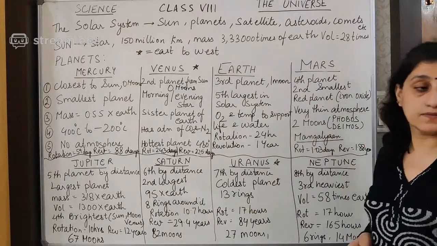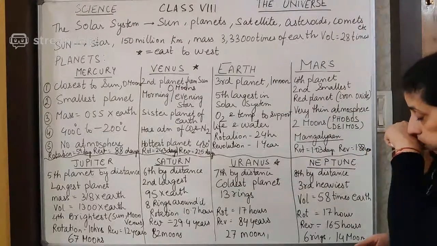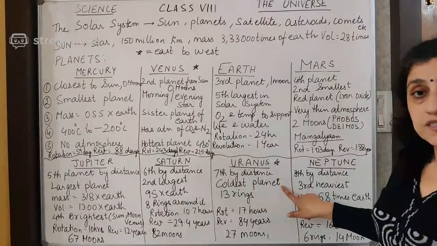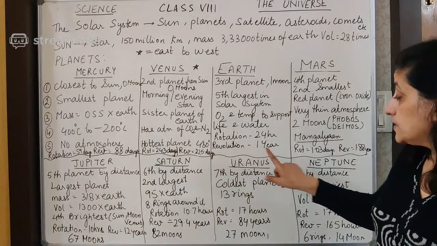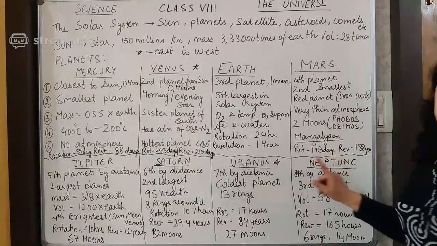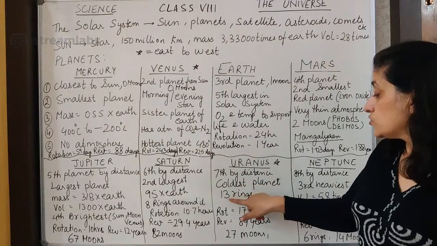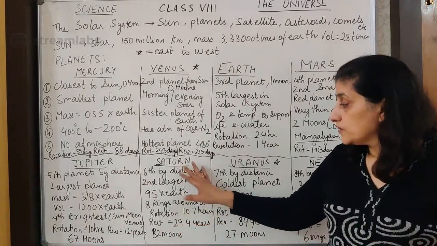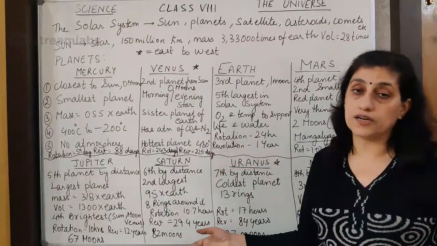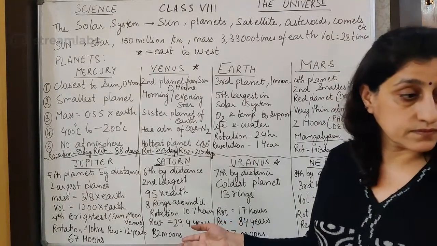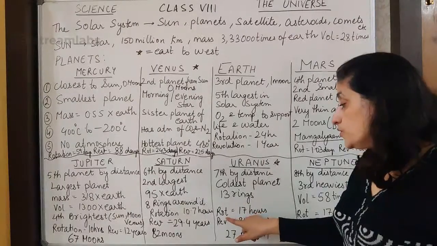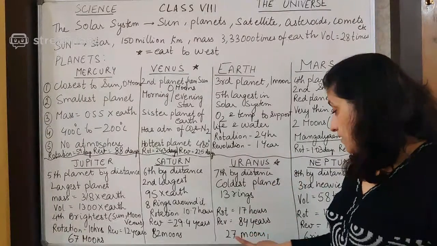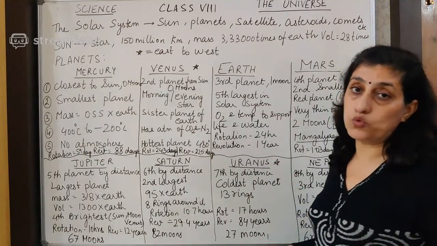Then we come to Uranus. It is the 7th by distance. It is the coldest planet. These 3 outermost planets, Saturn, Uranus and Neptune, have rings around them. So this has 13 rings around it. But the rings of Saturn are very clearly visible. Therefore, generally when we talk of ring planet, the first name which comes to our mind is Saturn. Then rotation takes 17 hours. Revolution takes 84 years. And Uranus has 27 moons.